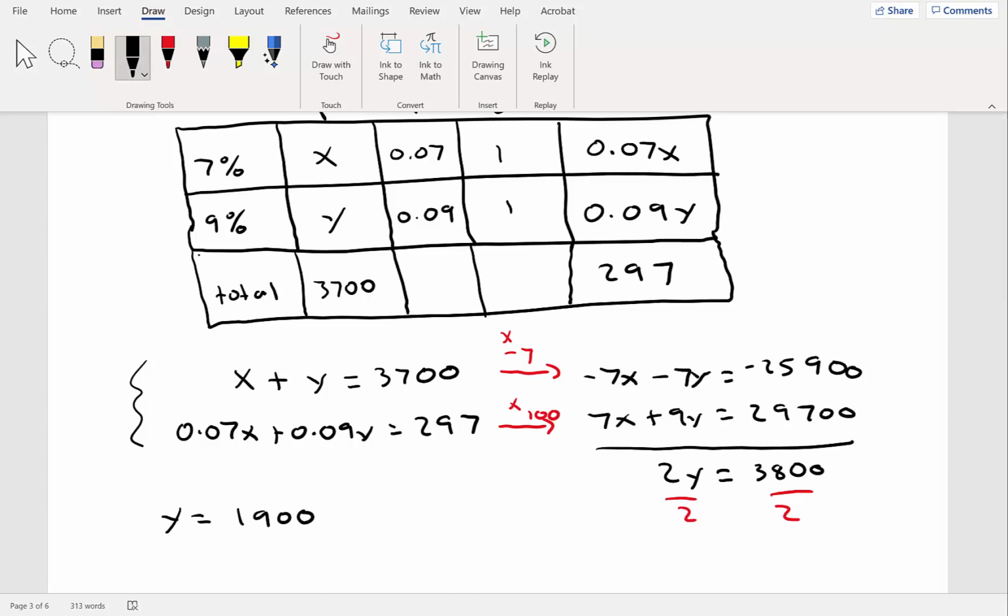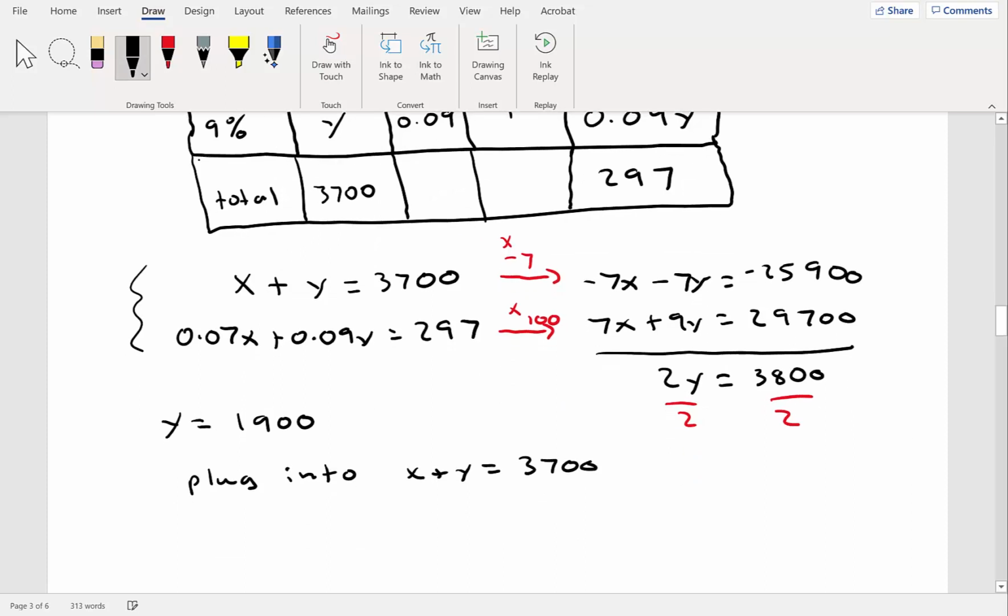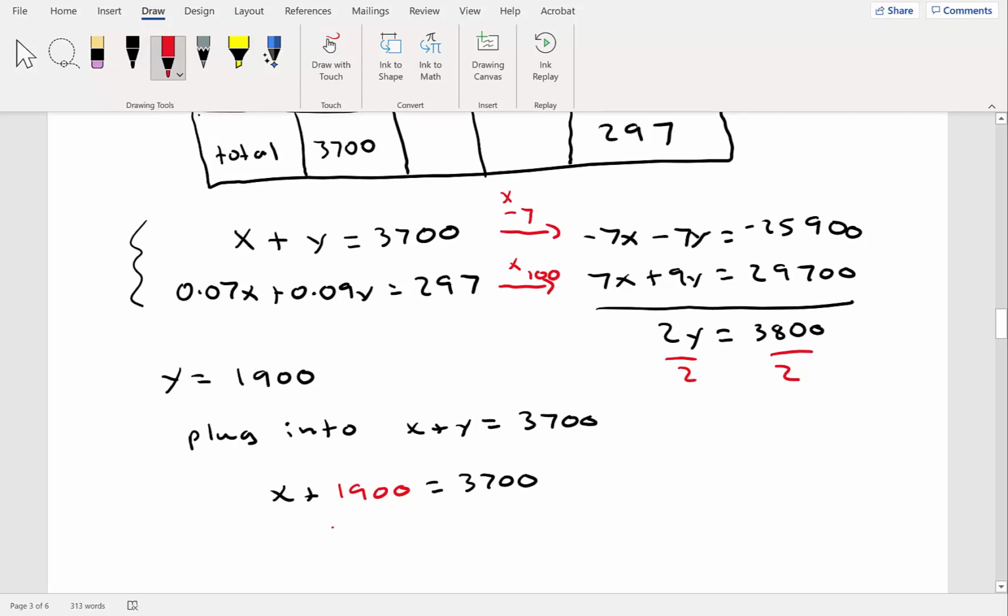Okay, so we know that there was $1,900 invested into the 9% account. Now we have to figure out how much was invested in the 7% account. So once again, you're going to plug that in. Let's plug it into the first equation and figure out what x is equal to. So x plus y equals 3,700. So we have x plus 1,900 equals 3,700. Now to get x by itself, subtract 1,900 from both sides. We get x is equal to 1,800.